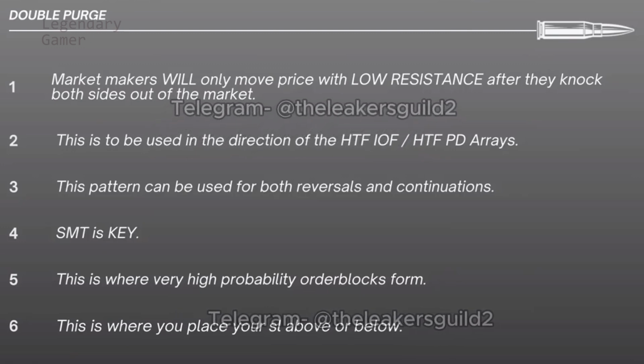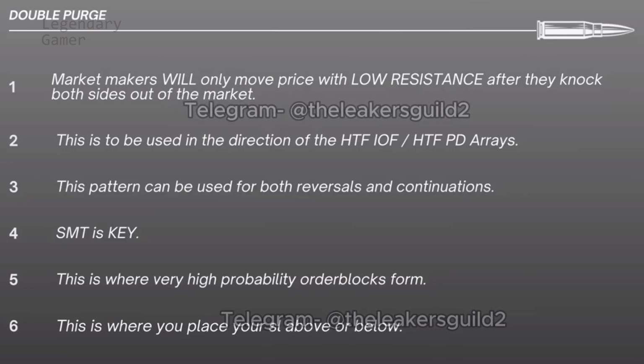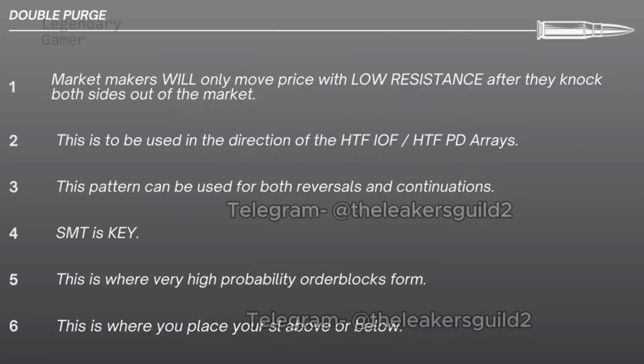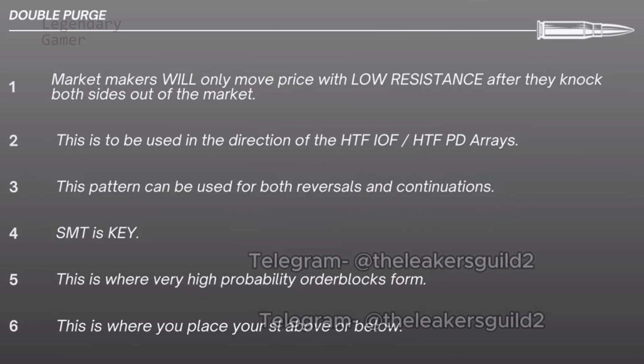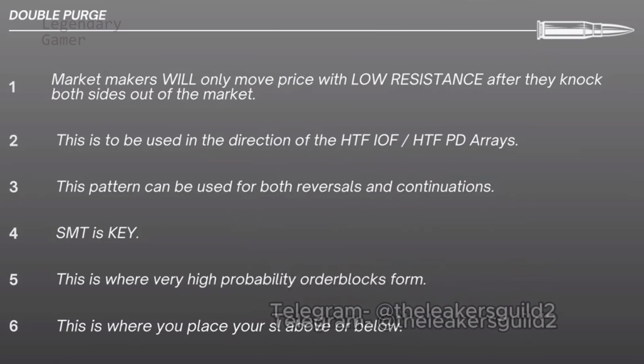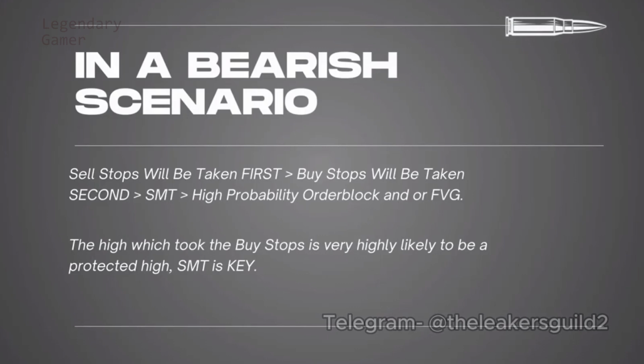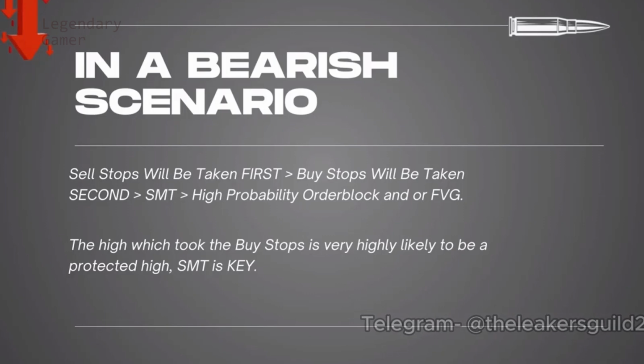Most important part over here is SMT. We really want to spot that SMT to make it high probability. Because why? This is where the very high probability order blocks form. And if we know what a high probability order block is, we also know where to put our stop loss, above or below. So in a bearish scenario, sell stops will be taken out first and then the buy stops will be taken. And what are we going to be waiting for?